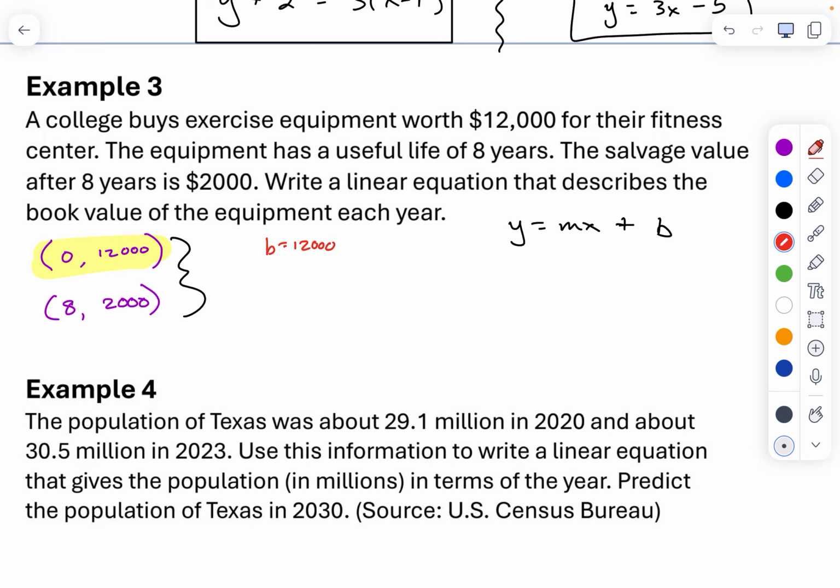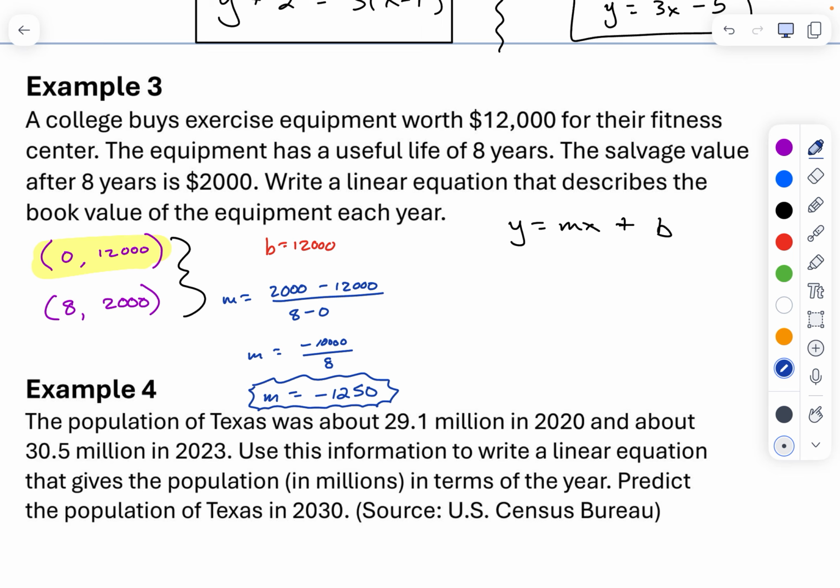Okay, now m, the slope, I'm gonna have to work for it a little bit. So we have a formula for that, luckily. So let's go y2 minus y1 over x2 minus x1, looking something like this. So now we're looking at 2,000 minus 12,000. So we're going to get negative 10,000 over 8. So what is that going to be? Negative 1250, is that correct? For my slope.